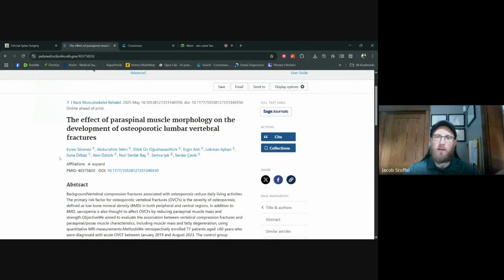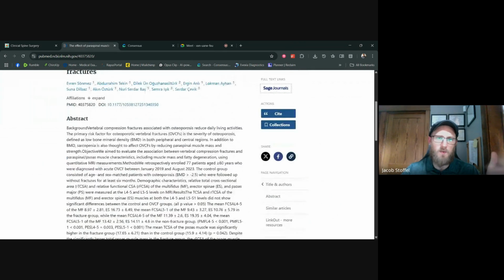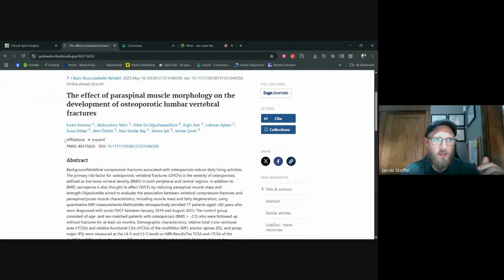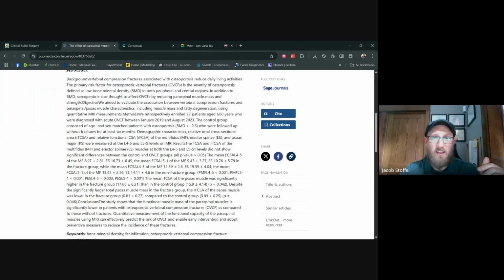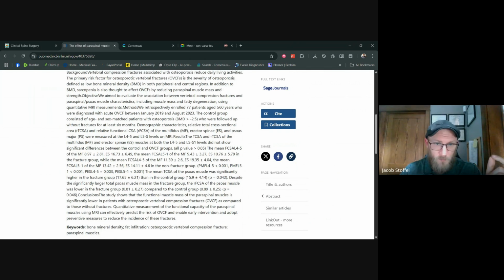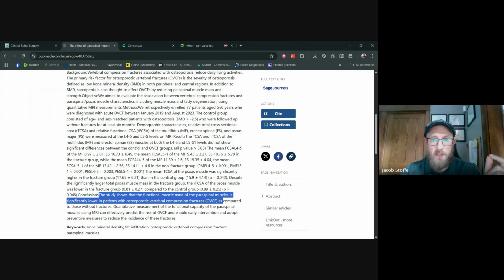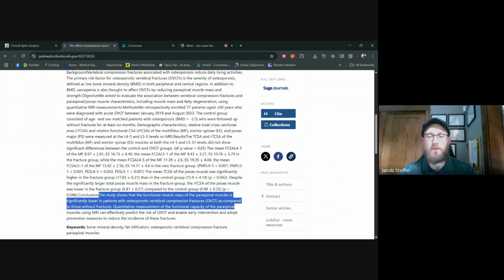The effect of paraspinal muscle morphology on the development of osteoporotic lumbar vertebral fractures. Now, this one was a bit dense and a little confusing. It looks like it was out of, I'm going to guess, Russia or maybe Romania. But they basically made the conclusion, and it's kind of buried here, they thought that the study showed that the functional muscle mass of the paraspinal muscles is significantly lower in patients with osteoporotic vertebral compression fractures as compared to those without fractures. So that could mean one of two things, maybe one of three.